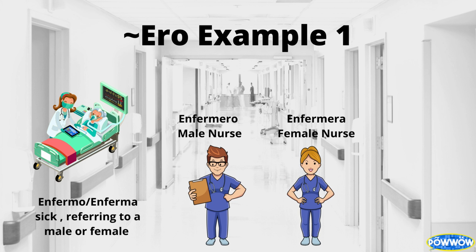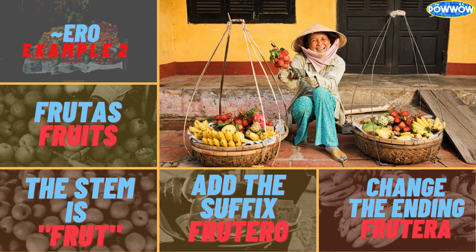Now let's continue to our second example. Can you guess what this lady does? If you guess fruit seller or fruit vendor, then you're correct. She is a fruit seller or fruit vendor or produce specialist. There are many different ways to say this, but in essence, she sells fruits.